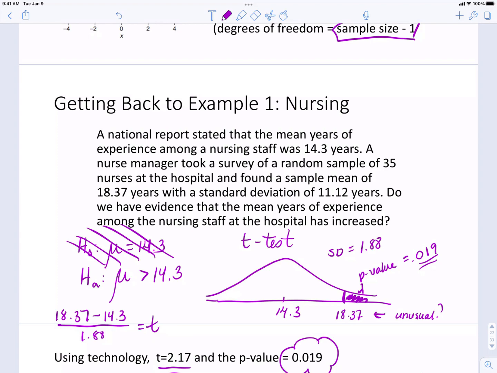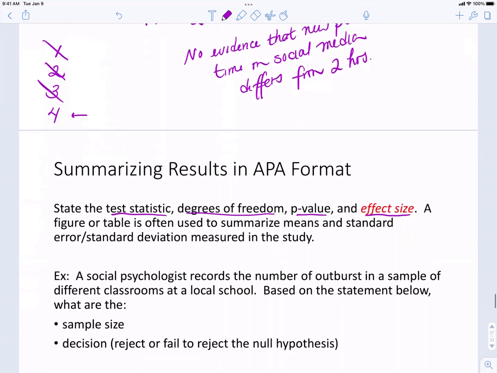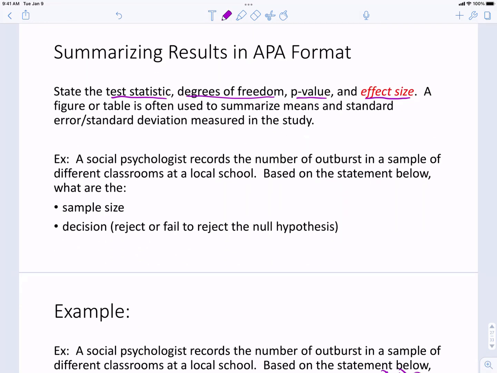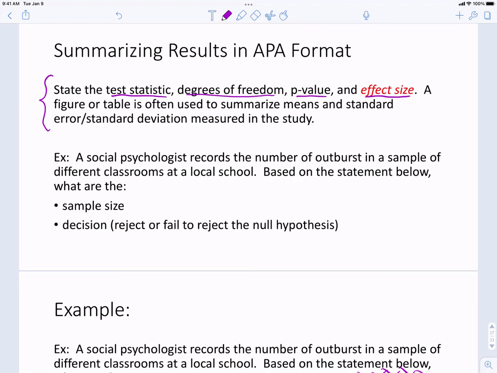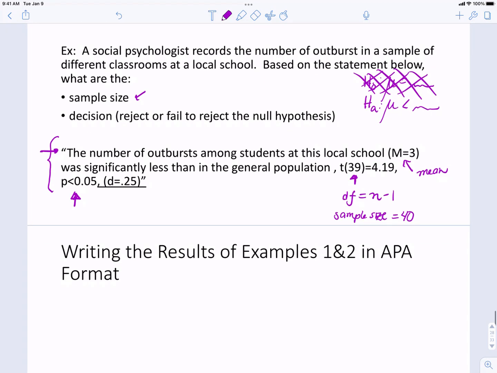And our conclusion was that the number of mean years of experience at this hospital had increased. And this was based on a sample size of 35. And our test statistic, we were told, was 2.17. And we had a very small p-value, which led us to reject the null hypothesis. So let's see if we can use this APA format here and this example here and write that conclusion for example number 1.